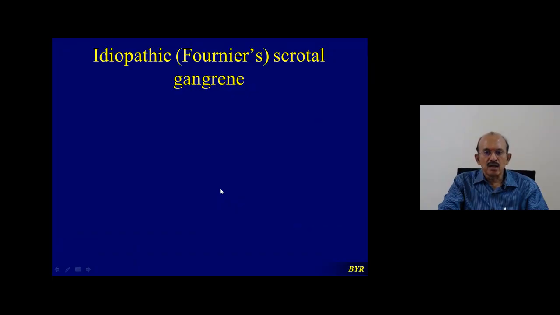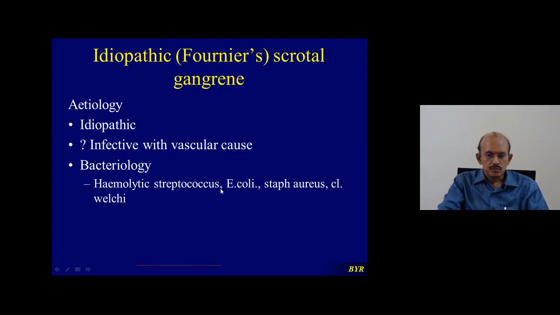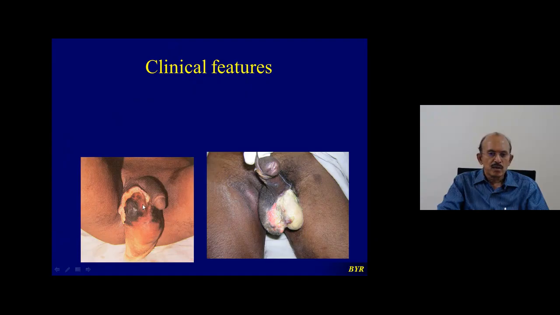Idiopathic scrotal gangrene, also called Fournier's gangrene. This is a frequently asked question in the theory examination. Etiology: idiopathic, probably infective with a vascular cause. There are hemolytic streptococci, E. coli, Staphylococcus aureus, Clostridium welchii. So for unknown reasons, the scrotal skin becomes gangrenous. It becomes completely avascular and gangrenous.